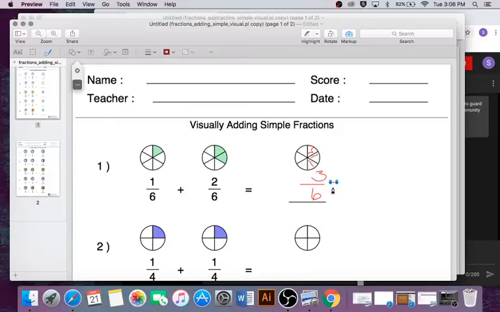Then we're going to simplify this fraction because 3 goes into both 3 and 6. So 3 goes into 3 one time, and 3 goes into 6 two times. So our final answer is going to be 1/2 because we've shaded in half of this circle.